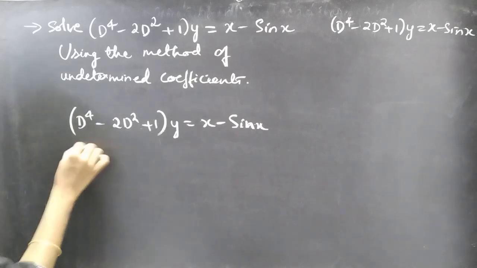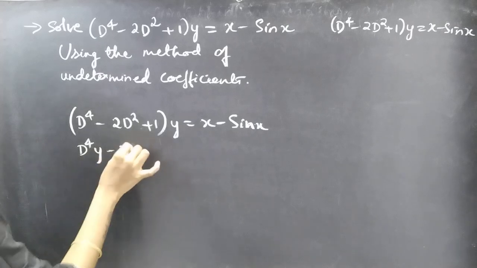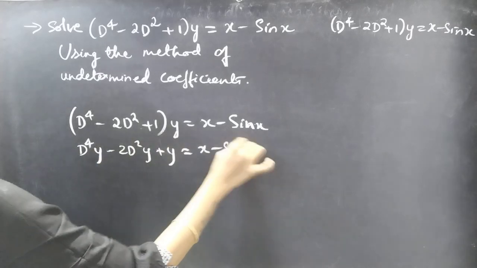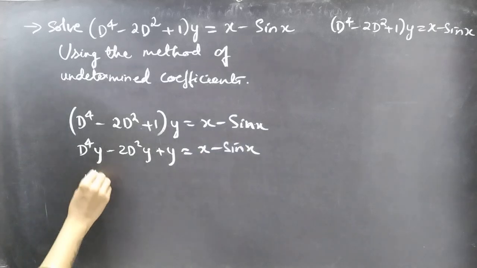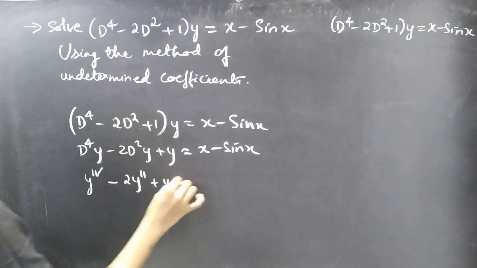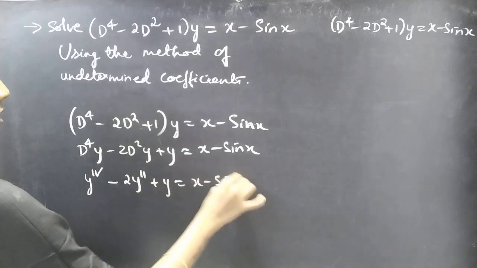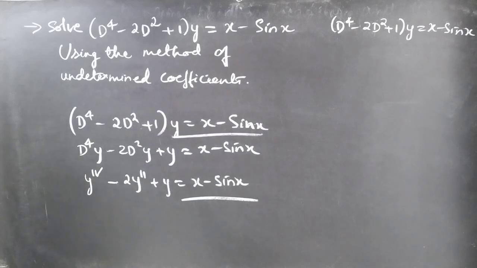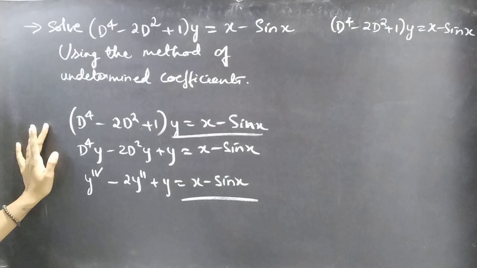Now we can write this equation as D^4 y - 2D^2 y + y = x - sin x, or we can write it as y'''' - 2y'' + y = x - sin x, right? Both the equations are the same, isn't it? Now we need to solve this equation and find the general solution to the problem.